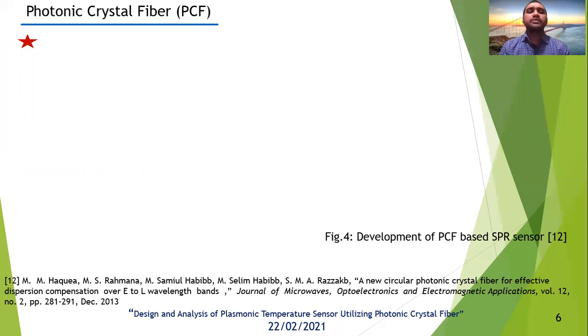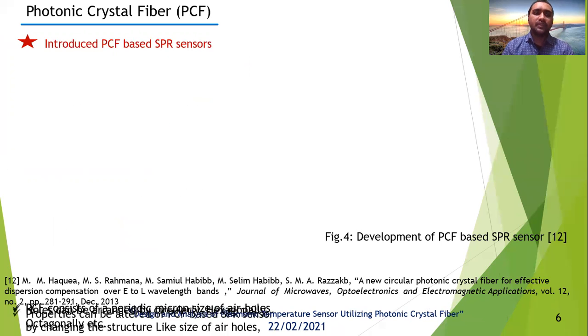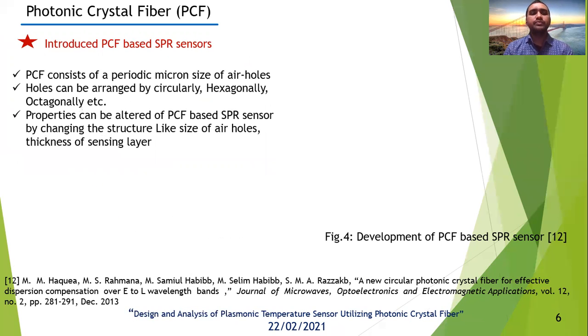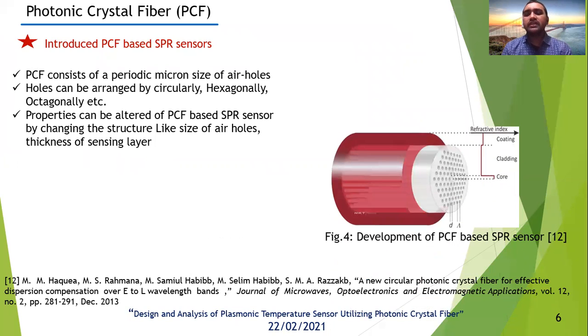To overcome the limitations of prism-based SPR sensors, researchers introduced the PCF-based SPR sensor. PCF consists of periodic micron-size air holes. Holes can be arranged circularly, hexagonally, and octagonally. Properties of a PCF SPR sensor can be altered by changing the structure, like the size of air holes, thickness of the sensing layer, etc. The figure shows the development of PCF SPR sensor.